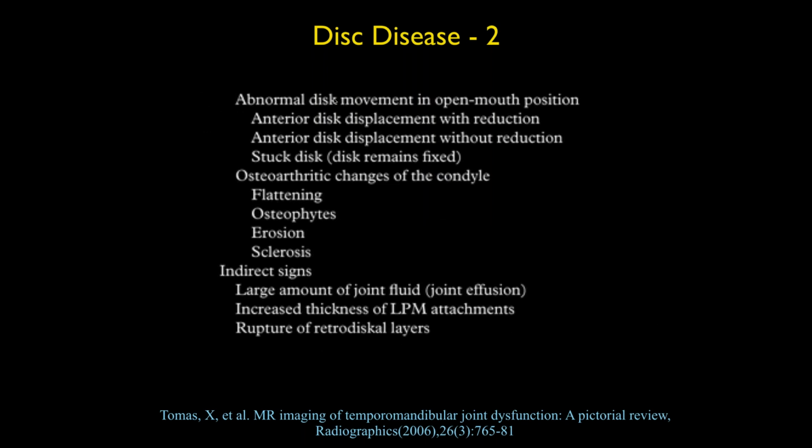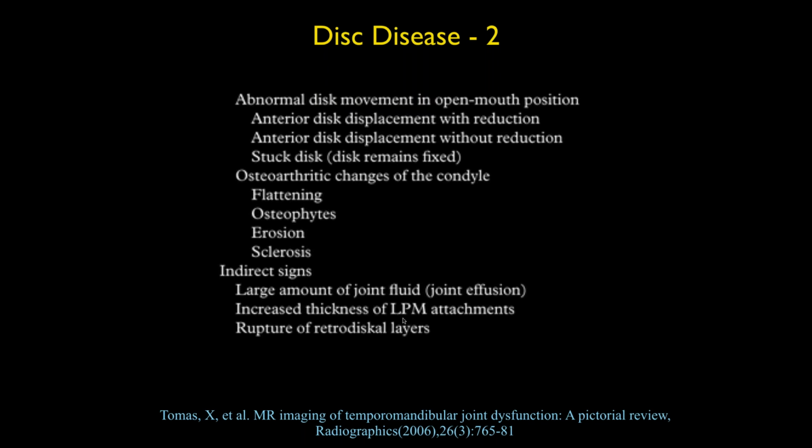And then there's the location in the closed and open mouth positions. Then you can look for degenerative changes with flattening, osteophytes, and erosions. I'll show some of those as well. And then there are indirect signs. If you have large amounts of effusion in the joint space, that means you've got pathology, just like it would in the knee or somewhere else.